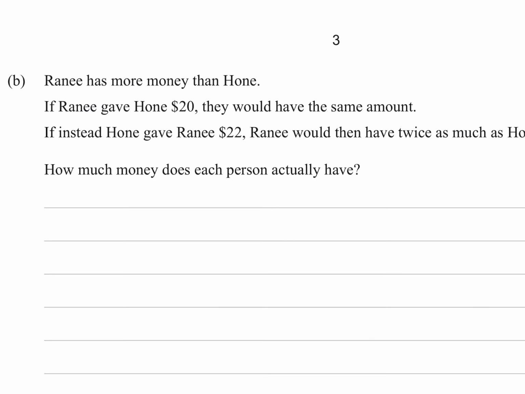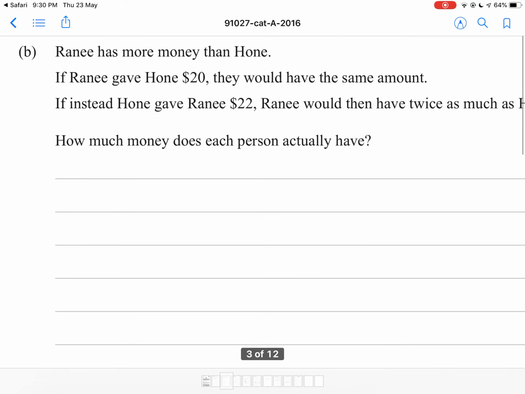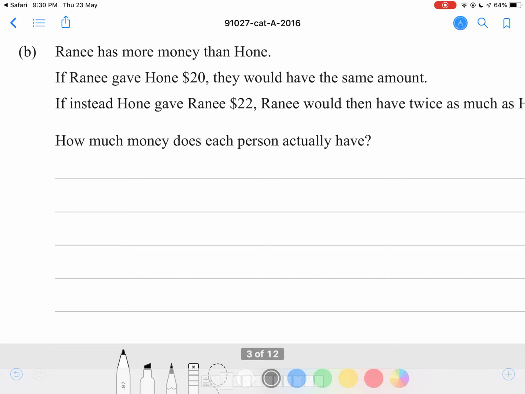Rene has more money than Hone. If Rene gave Hone $20, they would have the same amount, okay? Instead, if Hone gave Rene $22, Rene would have twice as much as Hone, okay? So how much money does each person actually have? So we're going to say that Rene is R and Hone is H, okay?